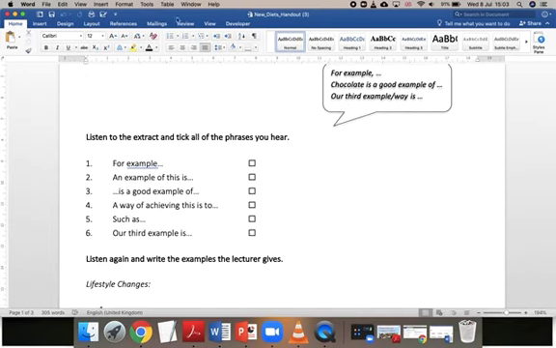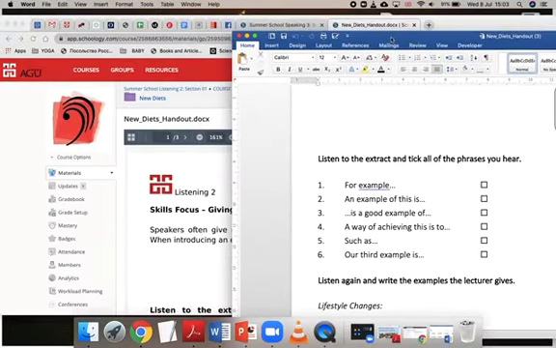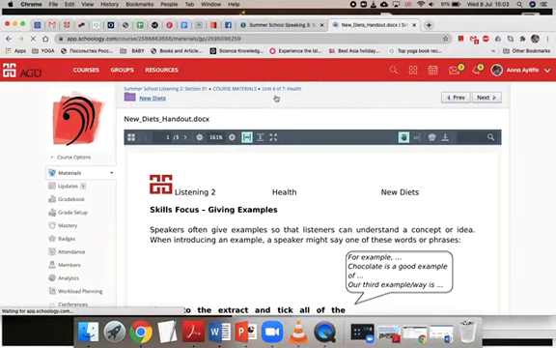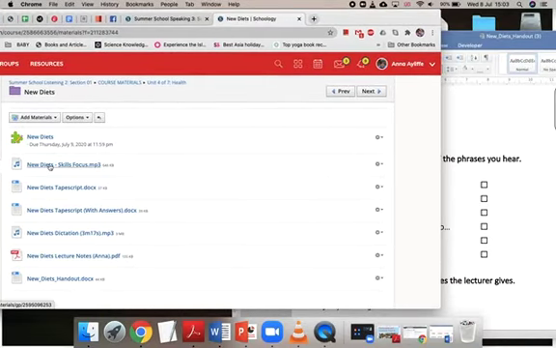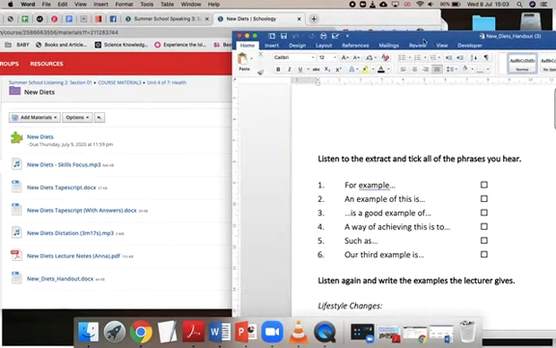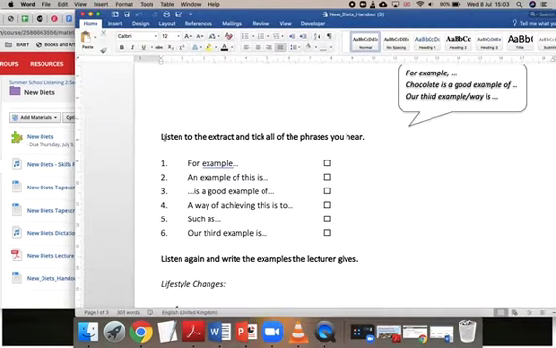Now let's practice listening for these words. In your lesson folder, you have an audio, New Diets, skill focus. Listen to this audio and complete this task. Tick all the phrases that you hear. So if you hear, for example, tick. Pause the video and now listen and tick the phrases you hear.